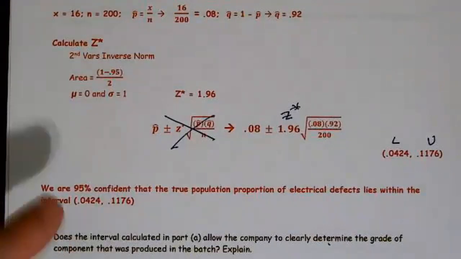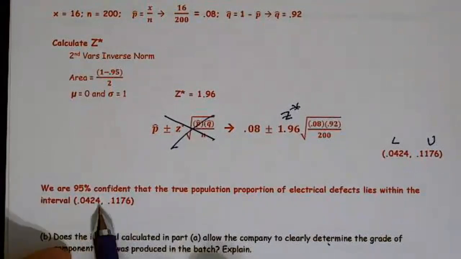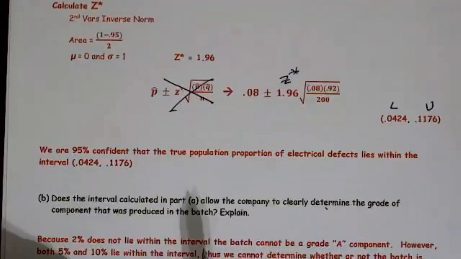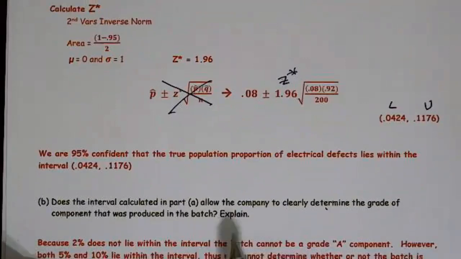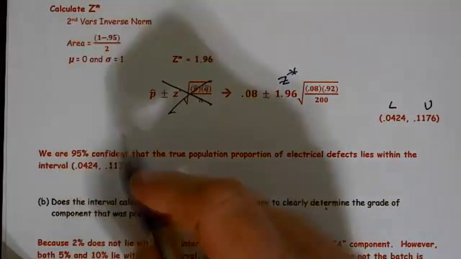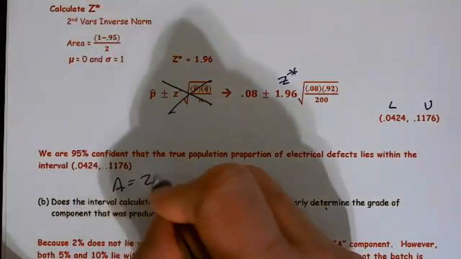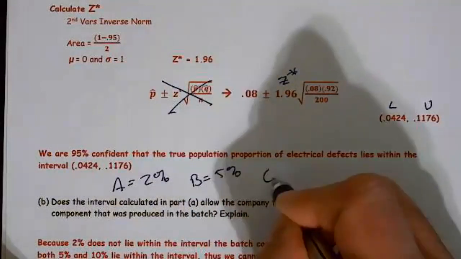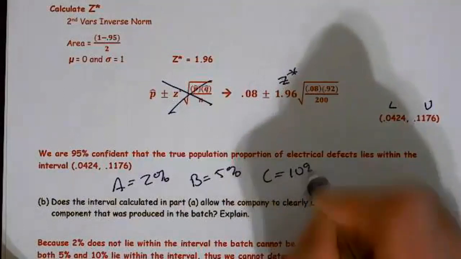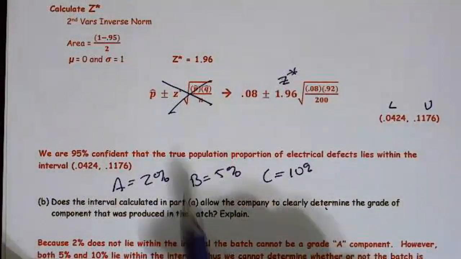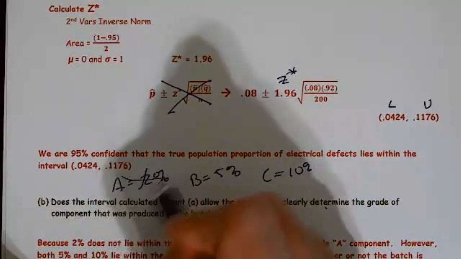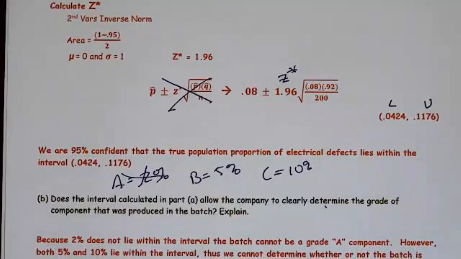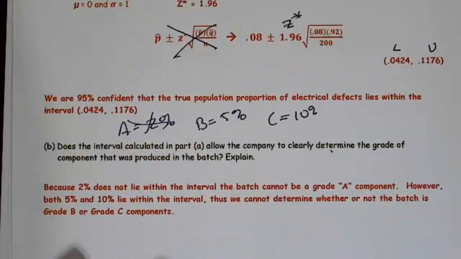All right, so I don't know where it is. It could be as high as 10% or as low as 4%. So does the interval calculated in part A allow the company to clearly determine the grade of component that's produced? Well, we know that A equals 2%, B equals 5%, and C is 10%. Well, we know it's not A. We can eliminate A because A doesn't lie within the interval, but it could be either B or C.